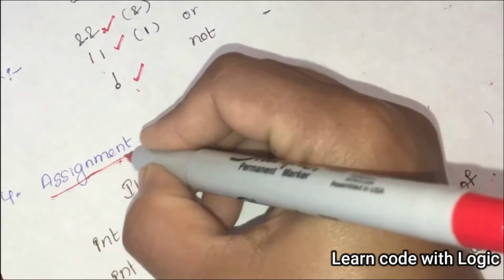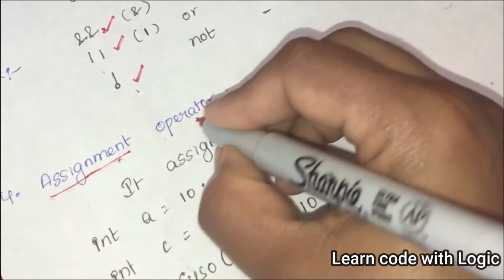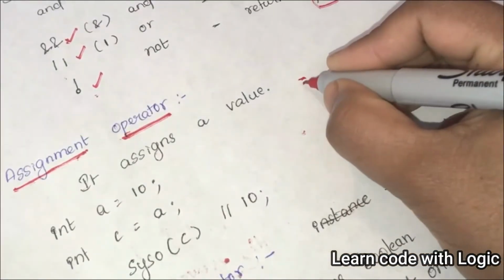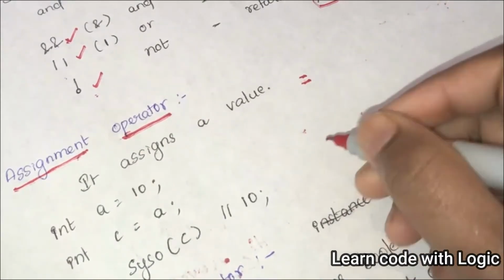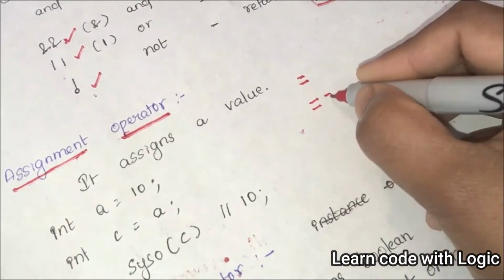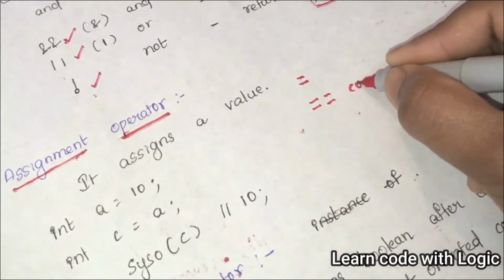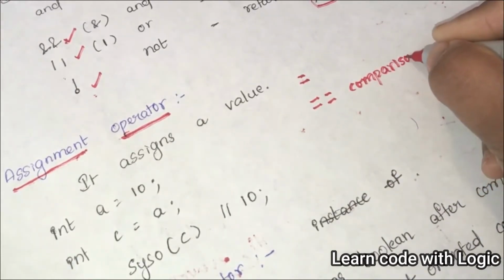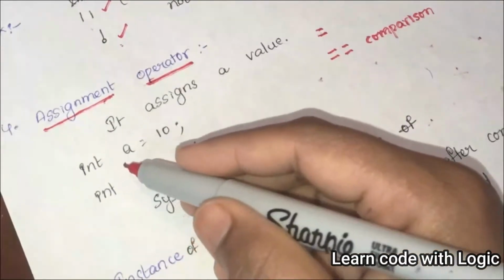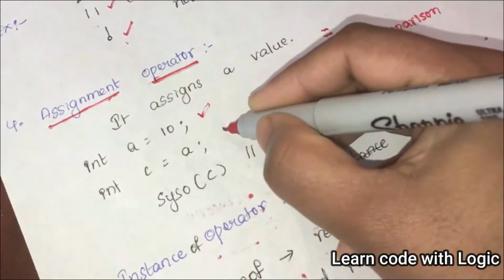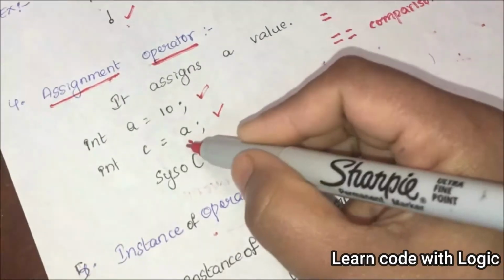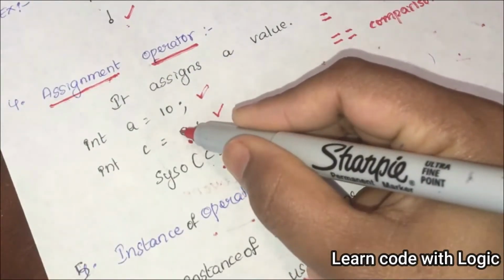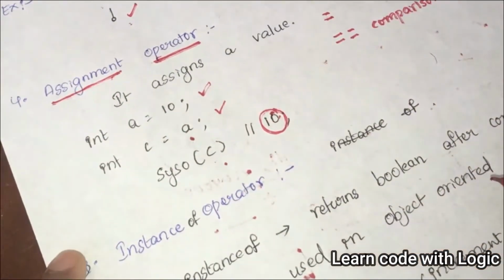The next operator in Java is assignment operator. Assignment means the equal symbol, just one equal symbol. If it is two equal symbols, we already discussed, this is comparison. Suppose int a equal to 10, int c equal to a, even though you are not assigning any value here directly. This is the benefit of assignment operator.